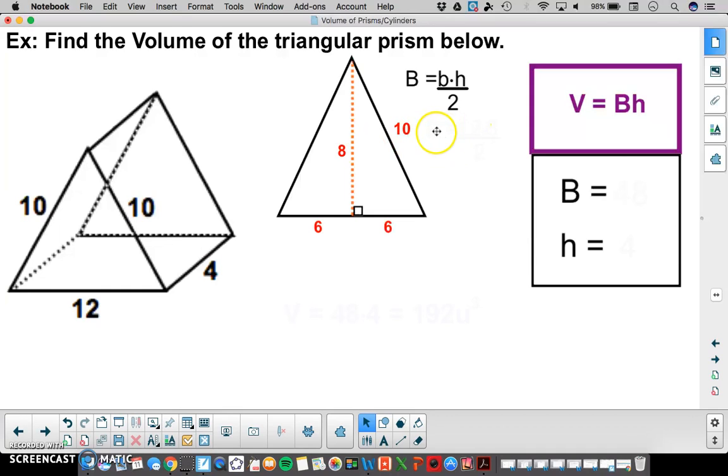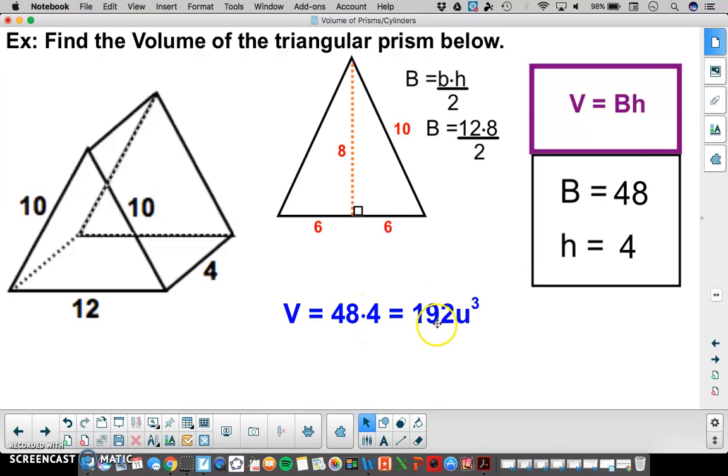So the area of the triangle is 12 times 8 divided by 2. So 12 times 8 is 96. 96 divided by 2 is 48. The height of the prism, this h here, is that lateral edge with length of 4. So the volume will be 48 times 4, which is 192 cubic units.